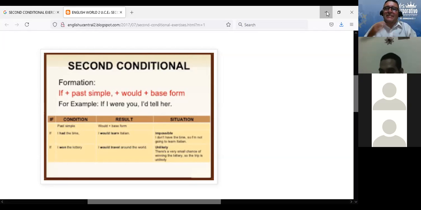What if I say, si yo no tuviera carro? If I didn't have a car. If I didn't have a car, what is the message? I have a car. Right? The conditional is if, because the verb is in past. Yes, sir.